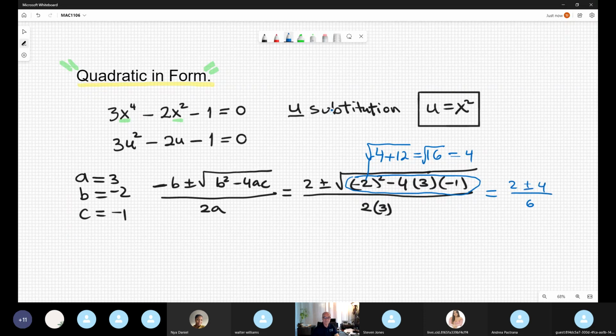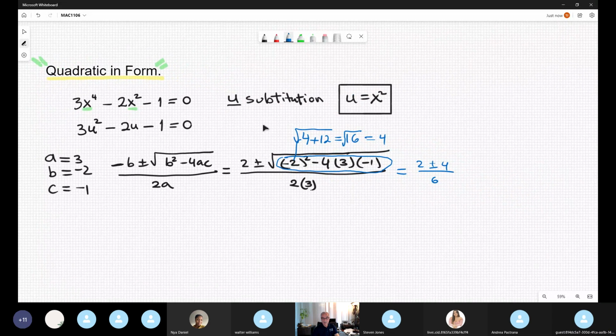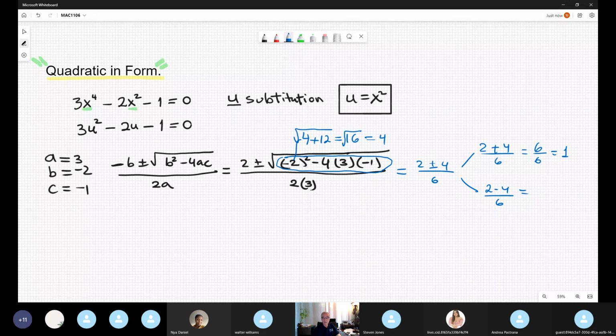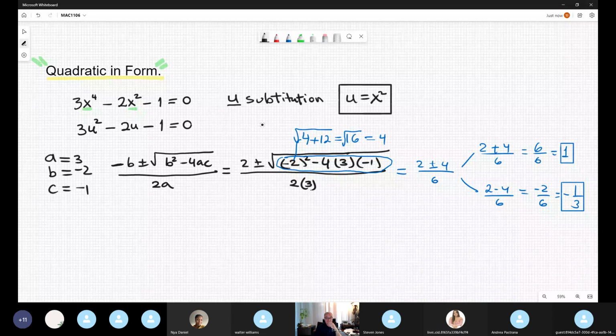Everyone follow me so far? Now, I separate in 2 pieces. 2 plus 4 over 6 and 2 minus 4 over 6. 2 plus 4 is 6 and 6 divided by 6 is 1. And 2 minus 4 is -2 divided by 6. You reduce to lowest terms as -1/3. And we have 2 solutions, 1 and -1/3. Everyone follow me so far? Yes. But this is not the final answer.